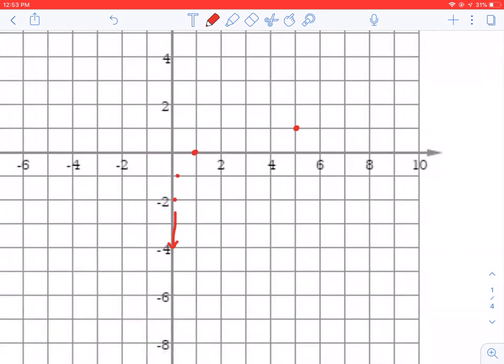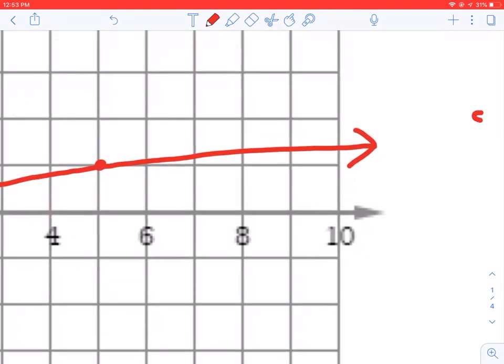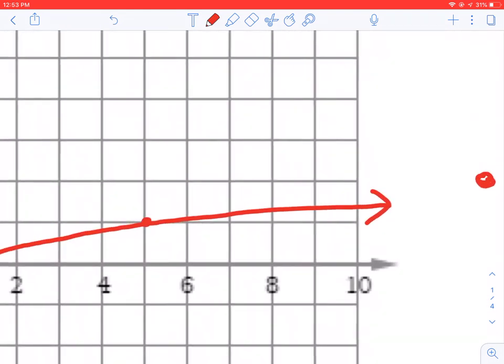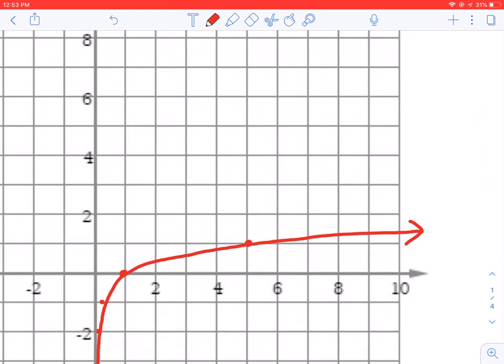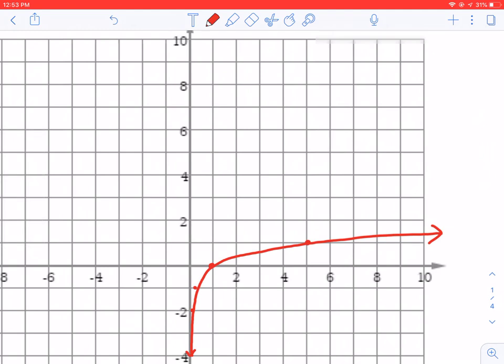Connecting our points, our log function is going to look something like that. Like we said, we're going to have 25, comma 2, and then 125, comma 3, even further out, and then 625, comma 4. So this function does still keep increasing. It just increases really, really slowly.